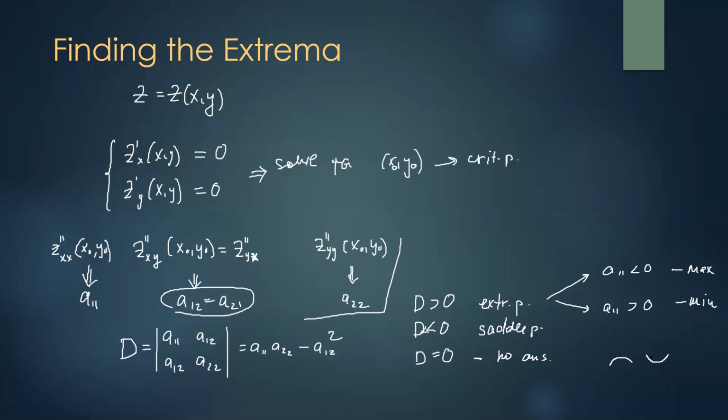Why do we only need to check the one number and not everything? Simply because, see, we subtract a square. If the determinant is positive, this expression must be positive. That means that this product must also be positive. That means the sign of A11 is exactly the same as the sign of A22. That's why we only check one of those numbers.